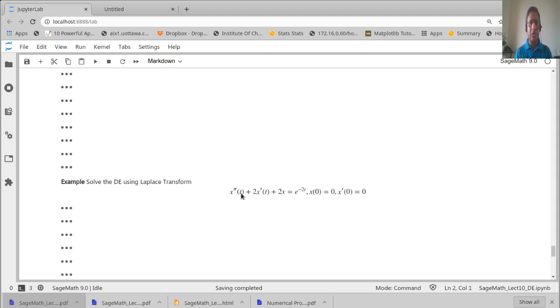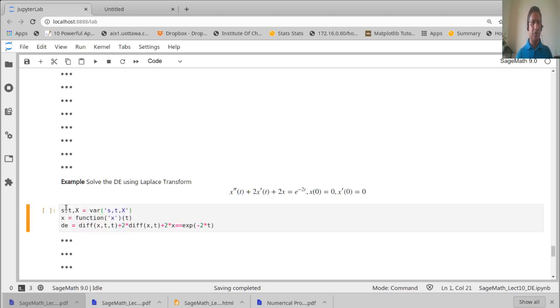The way one solves this using Laplace transform is that you take the Laplace transform of both sides of this differential equation, and then it will get transformed into a linear equation. Then you solve that equation and then apply the inverse Laplace transform. That's the basic idea. So let me look at that step by step, and then we will solve using the inbuilt function. Okay, so first we declare this differential equation.